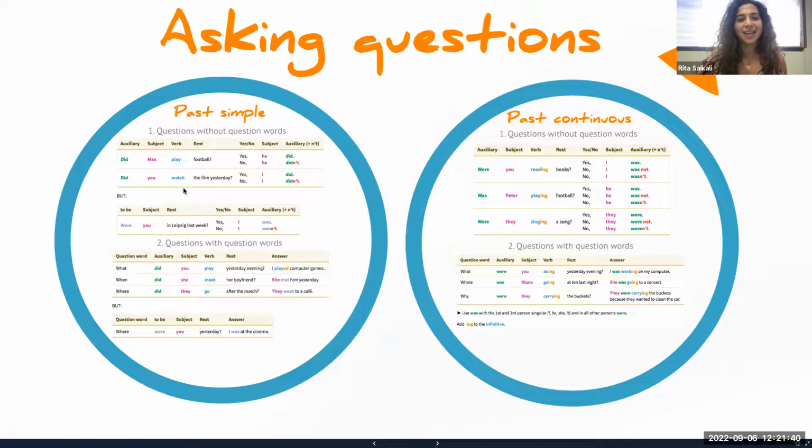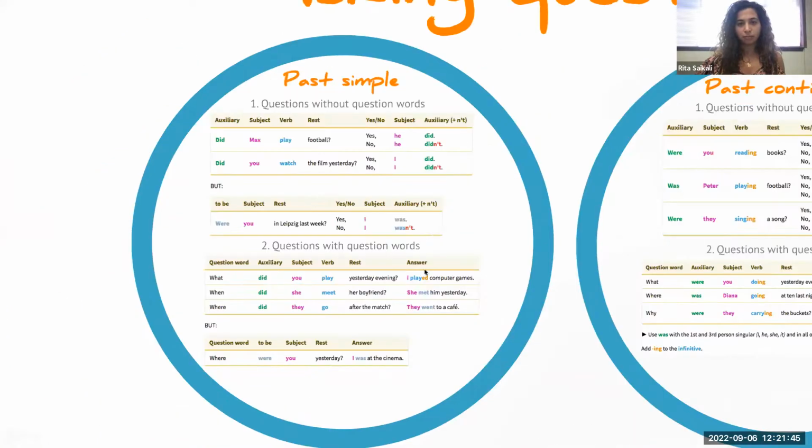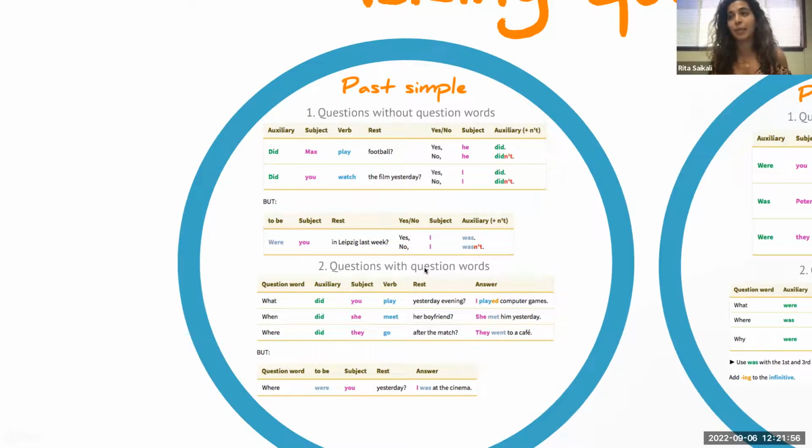All right, so this one is for asking questions. When we're talking about past simple or simple past, we usually add the verb to do just like we do in simple present, but this time it's not do, it's did. And then the rest of the verbs are in their base form. Yeah? Okay? So, did Max play football?